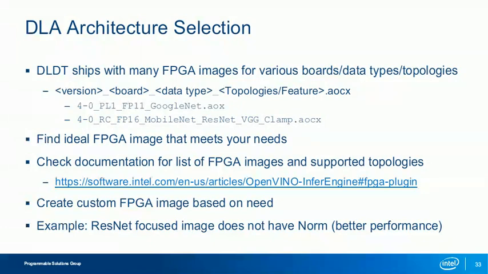The name of the bitstream starts with the version of the DLA, then there's the board. RC is the designated board name for Arria 10 PAC cards. This is followed by the data type and then supported topologies or bitstream features. To understand the features and capabilities of each FPGA bitstream, check the linked documentation. Remember, you can always create custom FPGA images based on need.